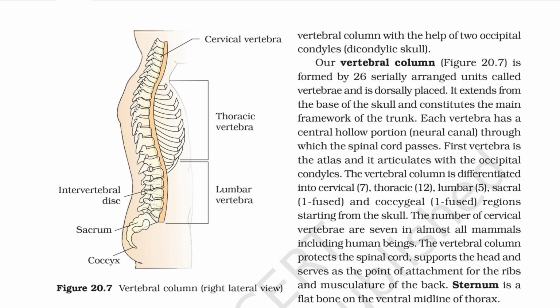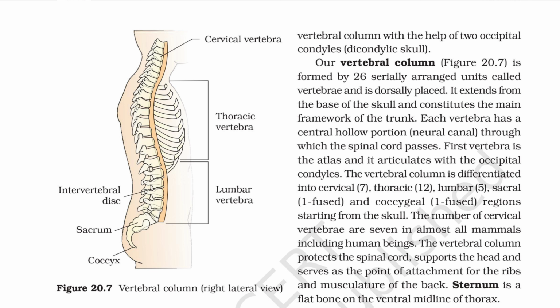The vertebral column is differentiated into cervical, 7, thoracic, 12, lumbar, 5, sacral, 1 fused, and coccygeal, 1 fused, region starting from the skull. The number of cervical vertebrae are 7 in almost all mammals including human beings. The vertebral column protects the spinal cord, supports the head and serves as the point of attachment for the ribs and musculature of the back.